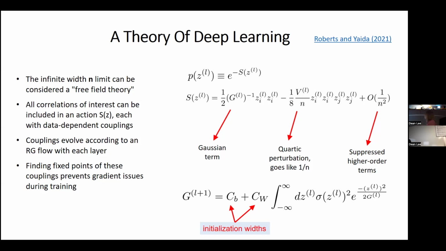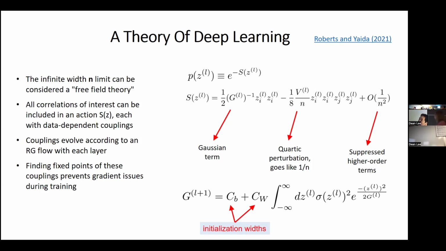What we want to do, in order to get stable training and avoid these issues where we've set up a neural network and have to tweak it, is find fixed points in these couplings as we go through all the further layers, such that we can avoid these gradient issues, because the gradients end up depending on the magnitude of the different outputs.